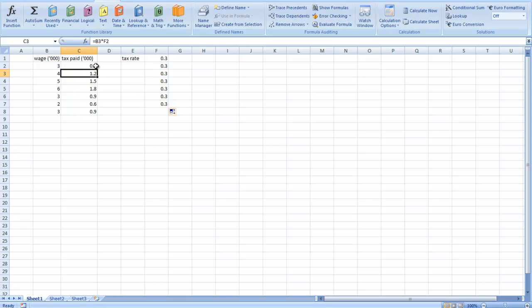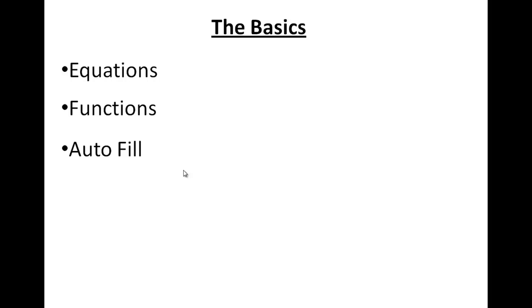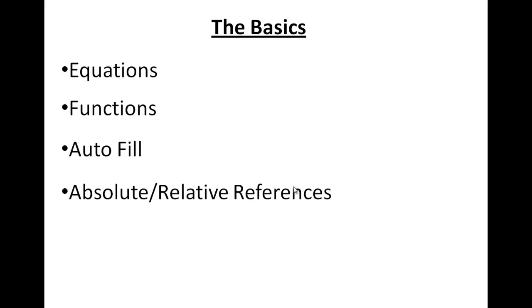That's how autofill works. It changes the reference. When you autofill downwards, your references change downwards as well. If you autofill sideways, your references will change sideways. I'll show you that just in a sec. But I don't really like this, so what can we do? Now this is really just getting into the next step, which is absolute and relative references.